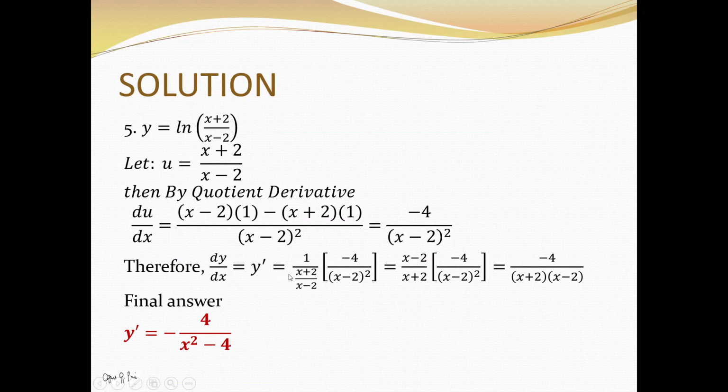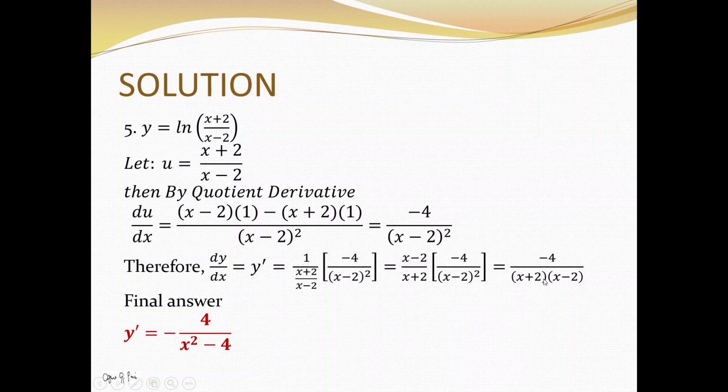And then for the derivative of a logarithmic function, as a natural logarithmic function, this is simply 1 over u, to be multiplied by the derivative of u. Then simplifying for our final answer, for this 1 over u, we can express it as the numerator multiplied by the reciprocal of the denominator. So it can be expressed as (x minus 2) over (x plus 2). And then to be multiplied by the derivative of u, then we can reduce the x minus 2 here and the denominator (x minus 2) squared.